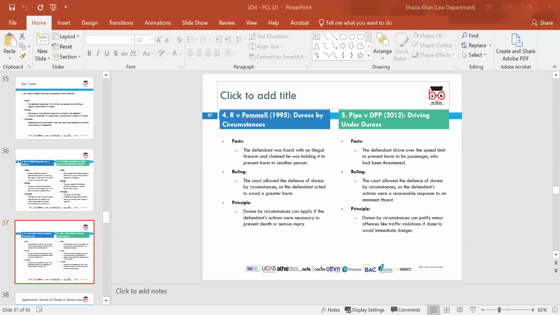Even when facing a genuine emergency, the defence of necessity may not be successful if the actions taken are deemed disproportionate to the threat. When claiming duress of circumstances, the defendant must demonstrate that they acted in a way a reasonable person would in similar circumstances.